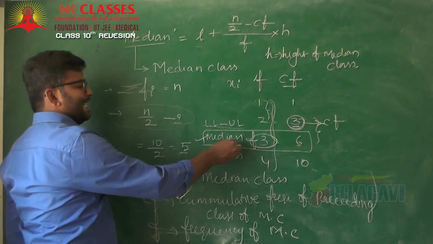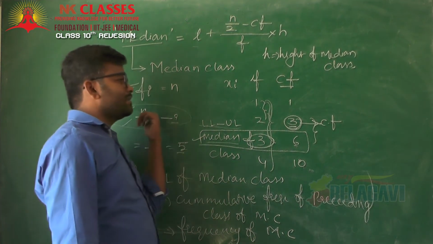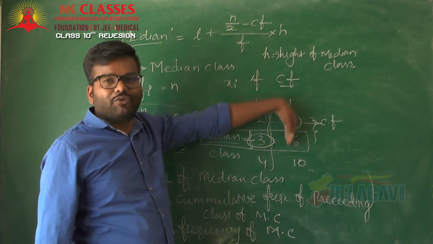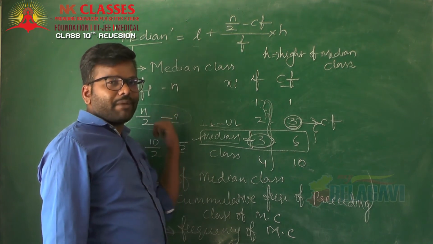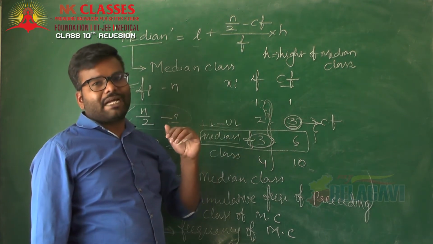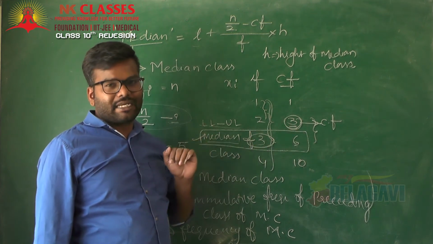How to choose the median class? We need to calculate the N by 2 value and locate it in the column of cumulative frequency. The cumulative frequency value which is either equal to N by 2 or the next immediate greater value will be chosen as the median class.